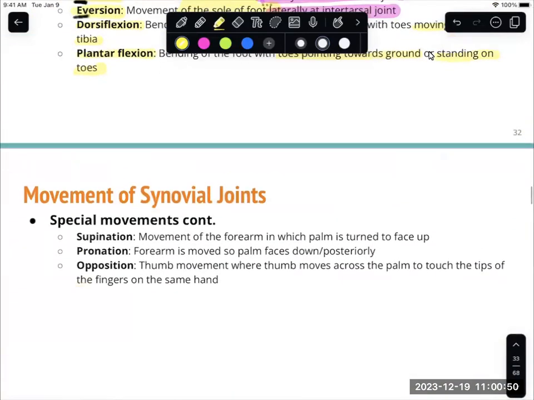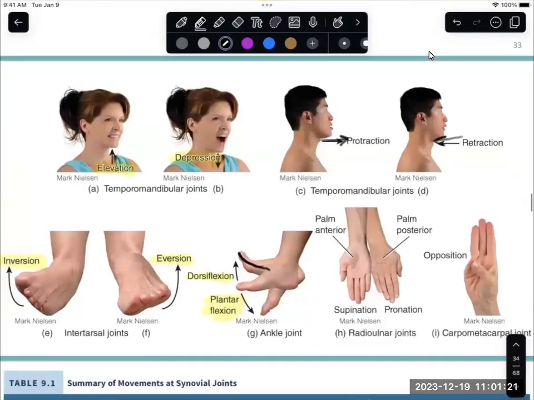I had mentioned before supination and pronation. Supination is where that palm is faced up. Pronation is when that palm is faced down. I mentioned supination has the word up in it, so palm is up. Pronation has the word on in it, so your palm is down on the table. So here's that example. Supination, where that palm is up. Pronation is where that palm is down.